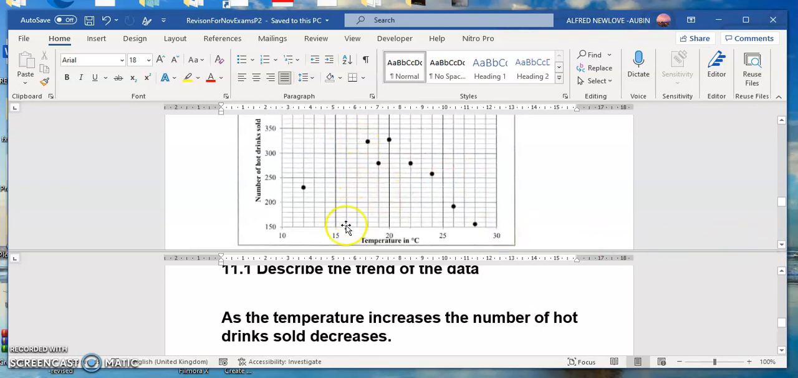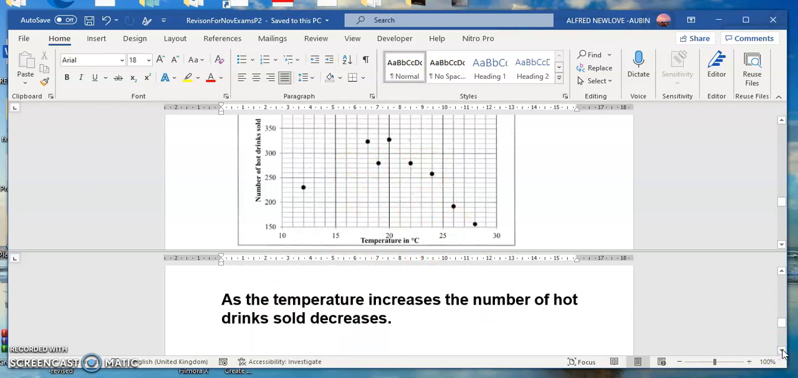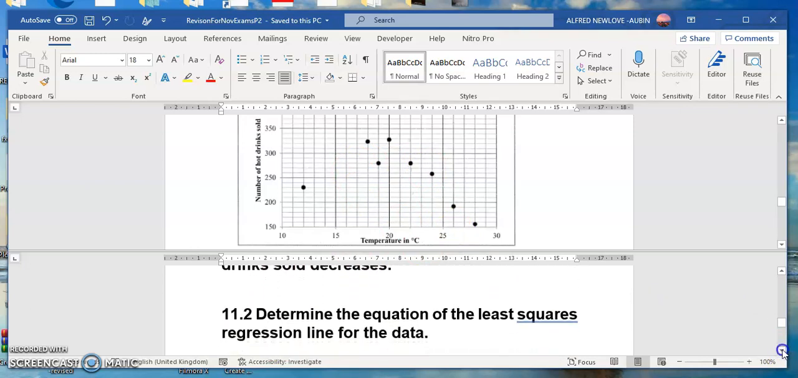Then the temperature is still increasing, from 15, 16, 17, 18. It increases to 18 and the number of drinks sold decreased. So if you check here, you have 300, 310, 320, approximately 320. So it continues to decrease. Okay, so we can say that the general trend is, as the temperature increases, the number of drinks sold also decreases.